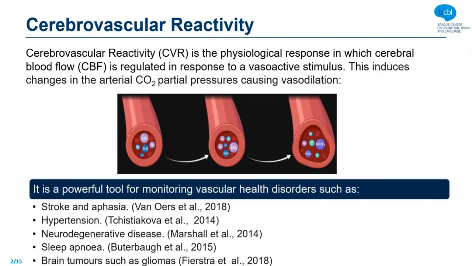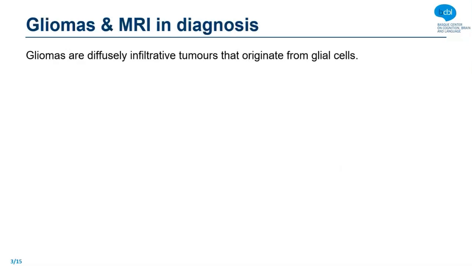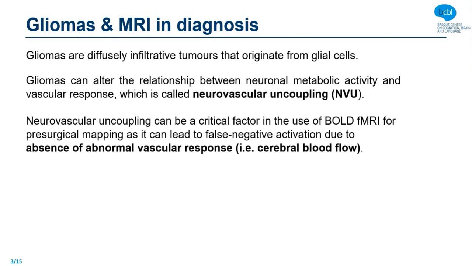CVR mapping is a very useful technique not only to monitor brain health, but also vascular health disorders, such as stroke and aphasia, hypertension, neurodegenerative diseases, sleep apnea, and brain tumors, such as gliomas. Gliomas are diffusely infiltrating tumors that originate from glial cells. They alter the relationship between neurometabolic activity and vascular response, which is called the neurovascular coupling.